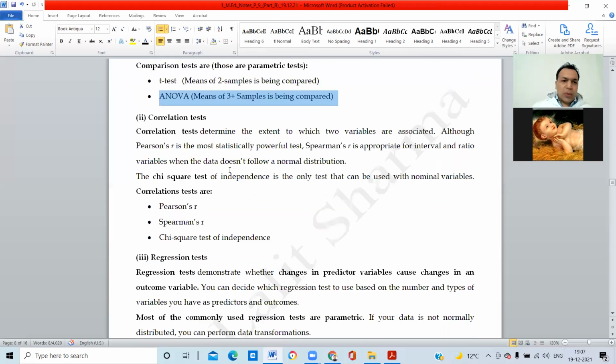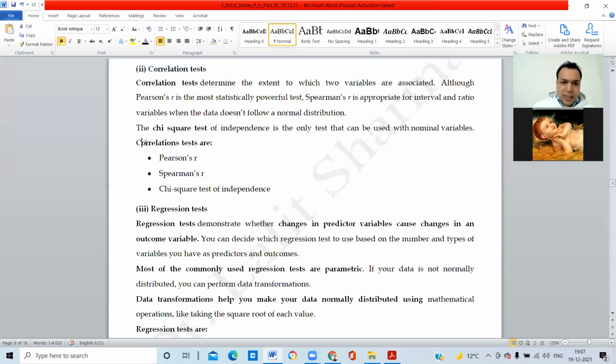So next we discuss the correlation test. So we come directly from here. What are the correlation tests? Correlation means to correlate between two things. One is Pearson's or Spearman's, and the chi-square test of independence. So sometimes for comparisons we use these tests also.